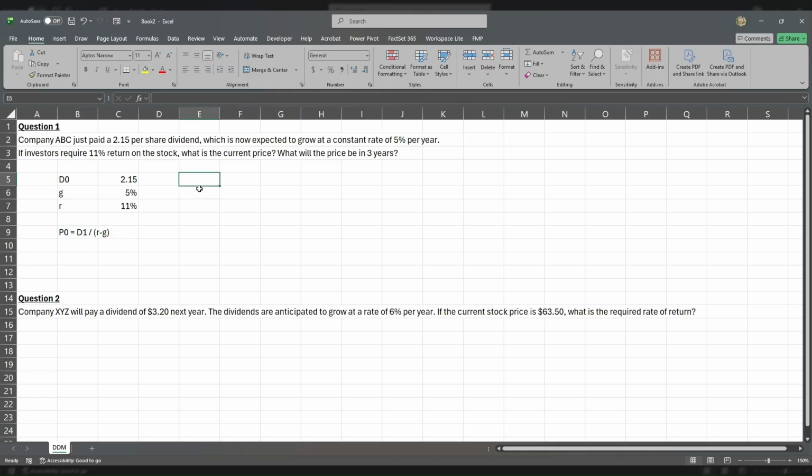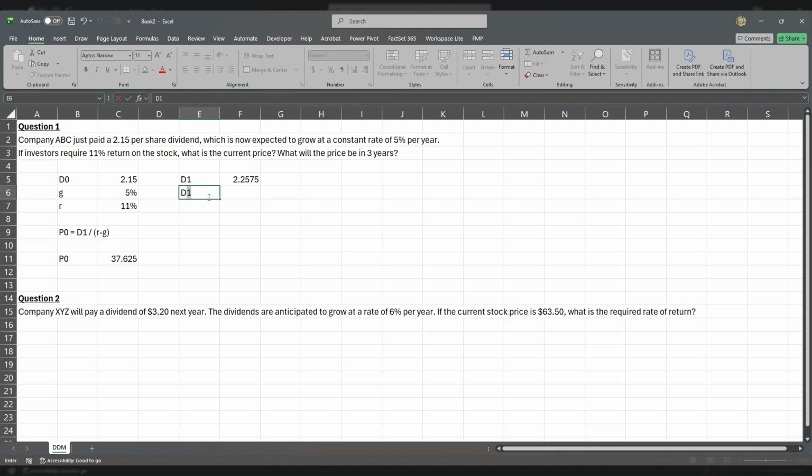So what I'll do is calculate dividend 1 over here, and I'm just going to do 2.15 multiplied by 1 plus the growth rate. So 2.25. So P naught is equal to dividend 1 divided by R minus G. And I have this $37.625. So it asks what the price will be in 3 years.